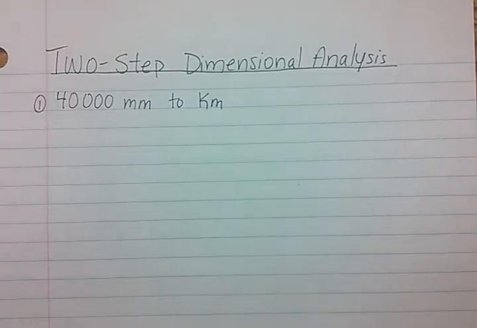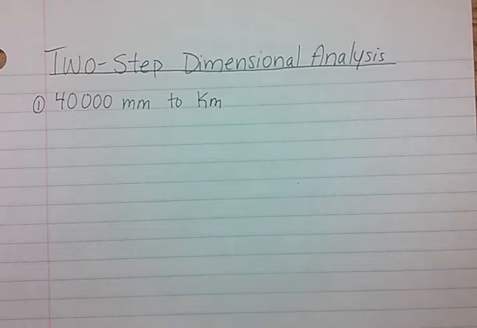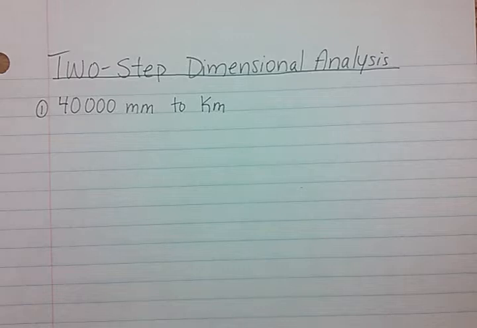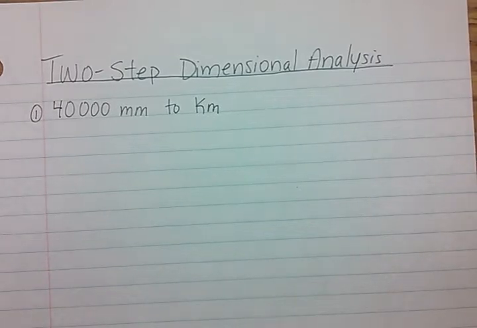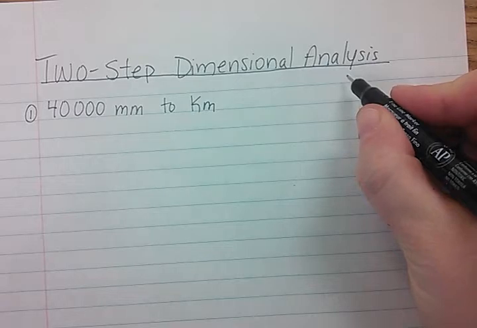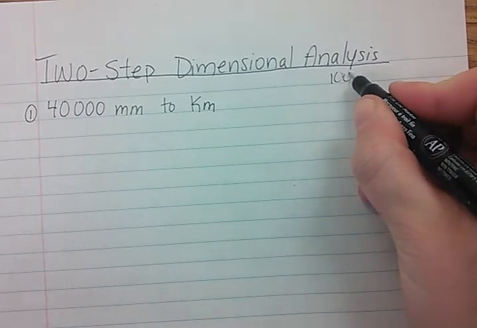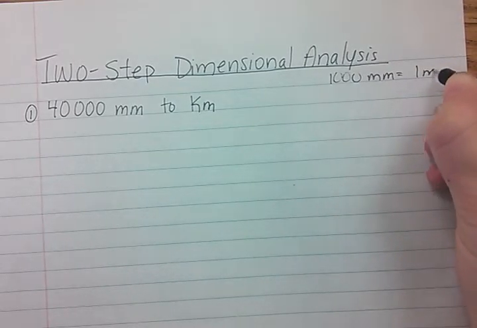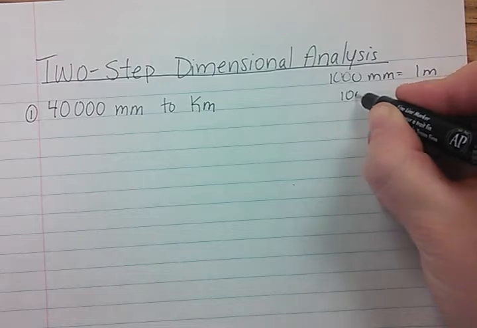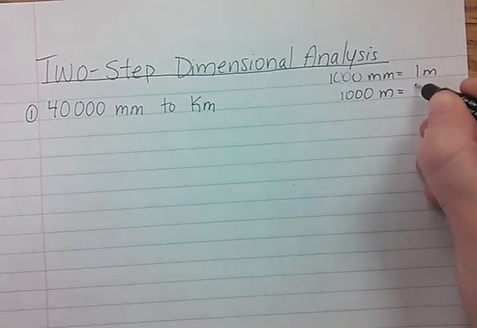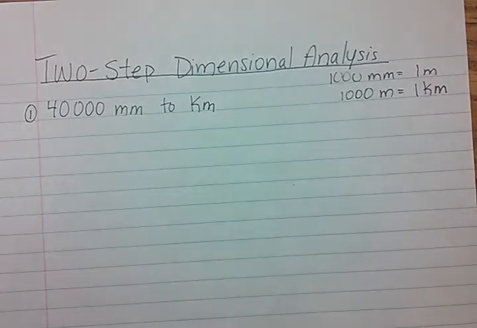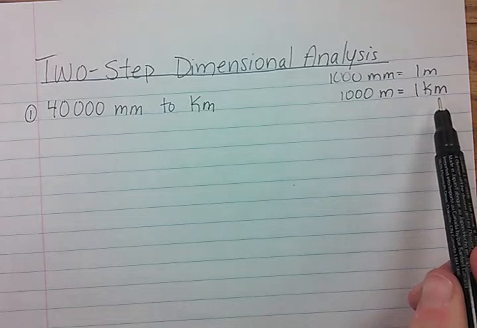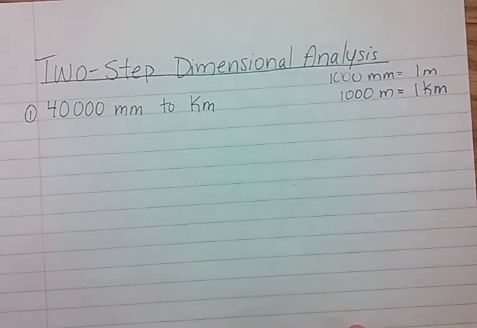In this video, we will be doing two-step dimensional analysis. So our first question, 40,000 millimeters to kilometers. We want to start, like we usually do, by writing out our conversion factors. So in 1 meter, there are 1,000 millimeters, and in 1 kilometer, there are 1,000 meters.